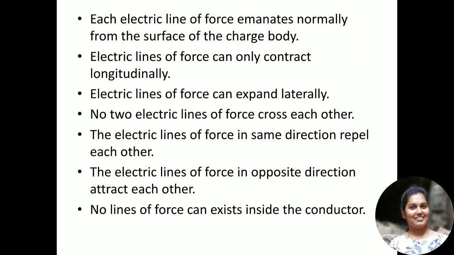The eighth one is no two electric lines of force cross each other. That's why when we represent electric lines of force, none of the lines touch each other. The ninth point is electric lines of force in the same direction repel each other. So this also we have discussed. The 10th point is that electric lines of force in opposite directions attract each other. These two points, same direction repel each other and opposite direction attract each other, are based on the law called Coulomb's law. The last point is that no lines of force can exist inside a conductor.